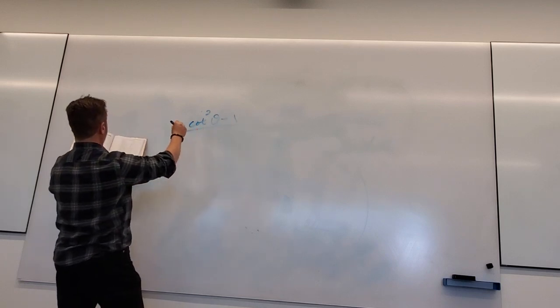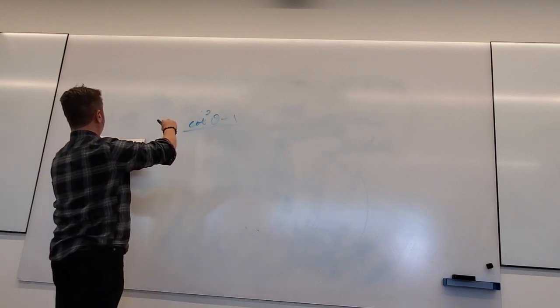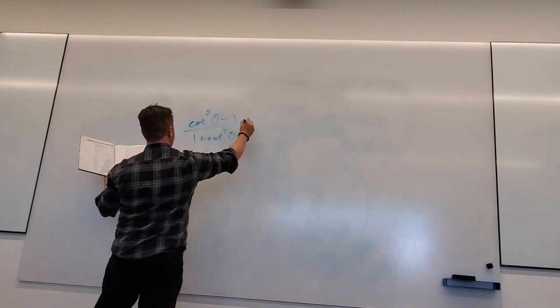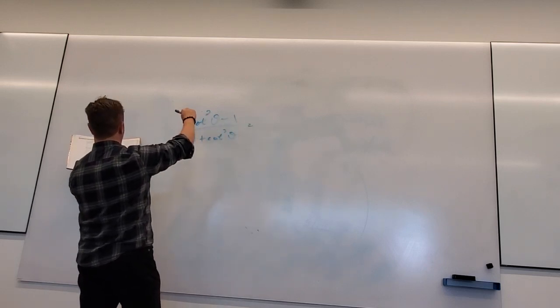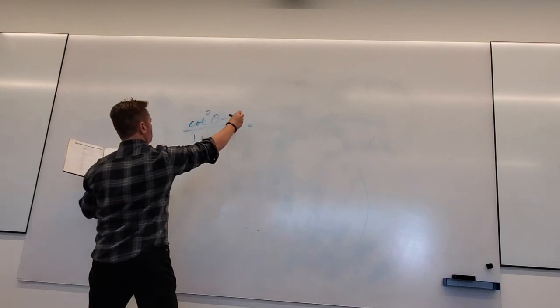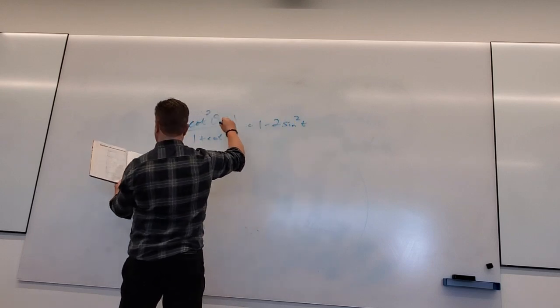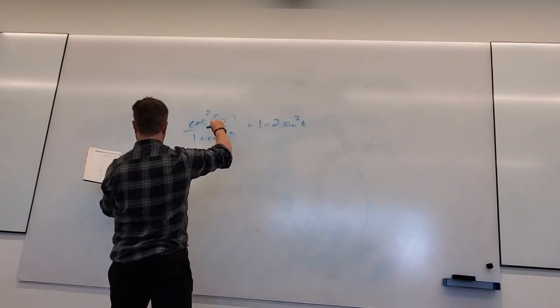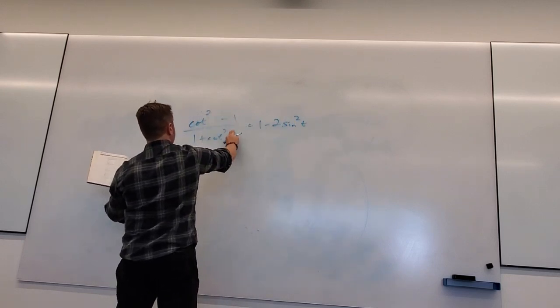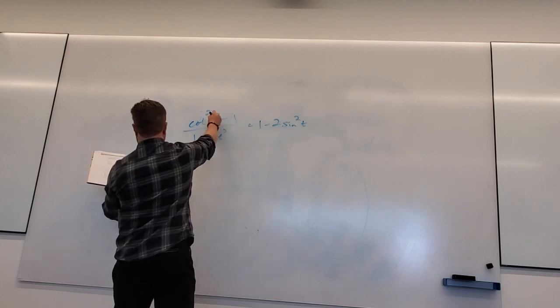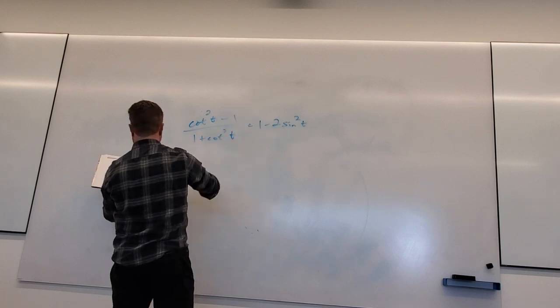Over, where'd it go? There it is. 1 plus cotangent squared equals 1 minus 2 sine squared. Yeah. Wait, did they look at 2 different things? No. You just put theta in there just because. I don't think that really matters. Not really, but as long as they're consistent.